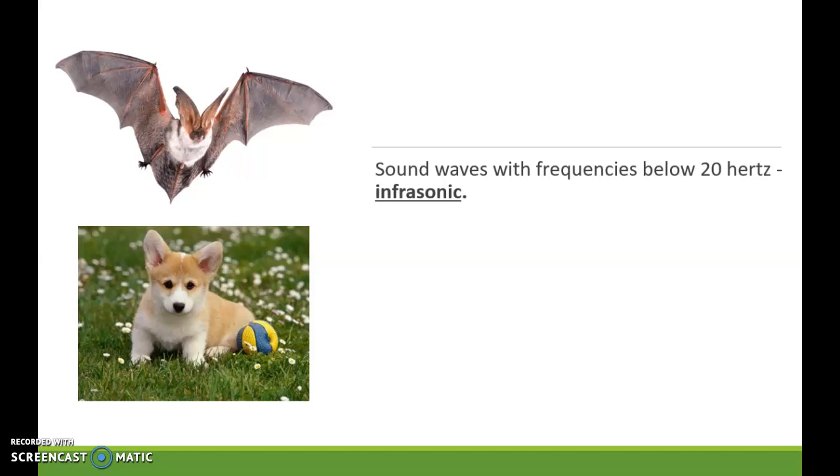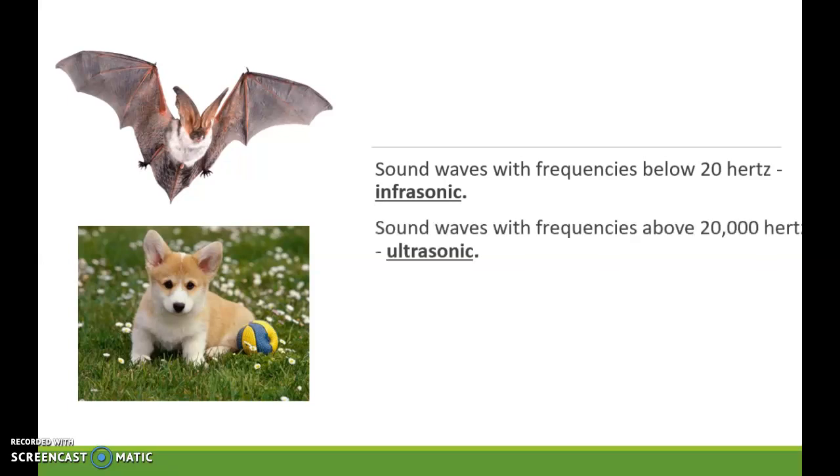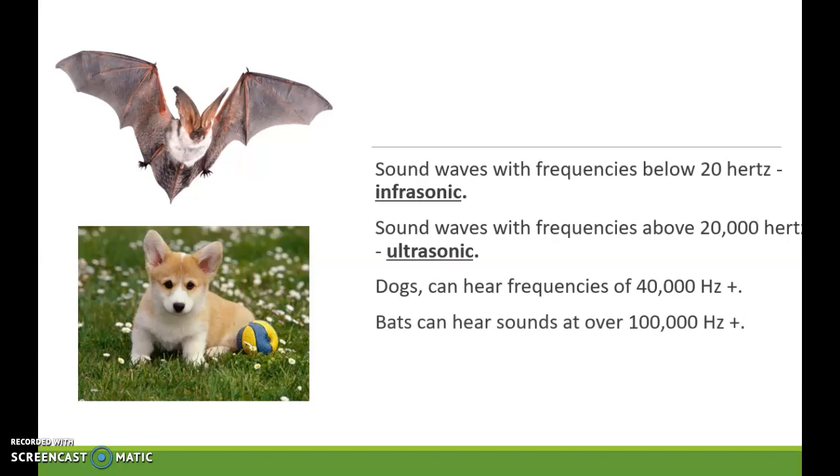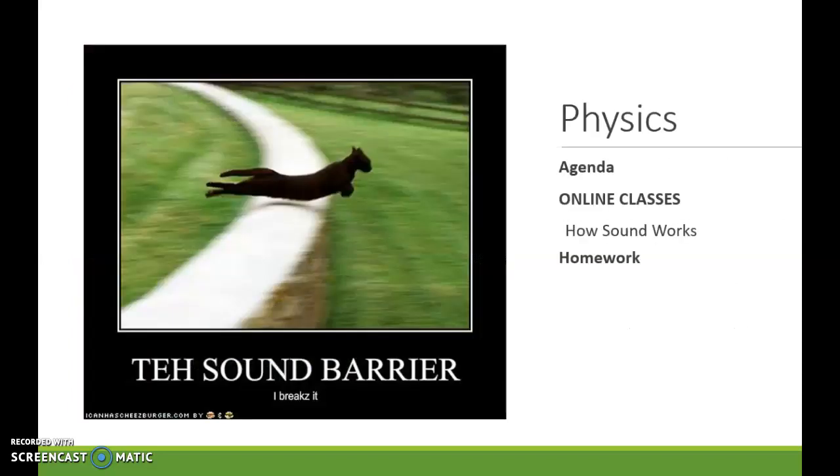Sound waves with frequencies below 20 hertz are called infrasonic. Sound waves with frequency above 20,000 hertz are called ultrasonic. Dogs can hear frequencies of 40,000 hertz. So this is why dogs really freak out when it comes to loud noises, fireworks, loud booms, gunshots. It really bothers them worse than us. Bats can hear sounds at over 100,000 hertz.